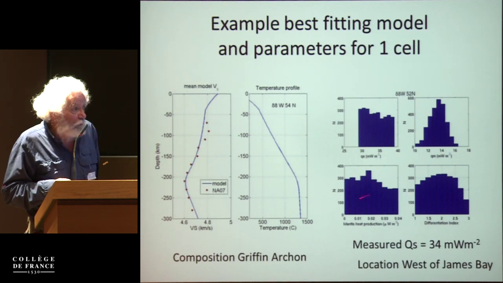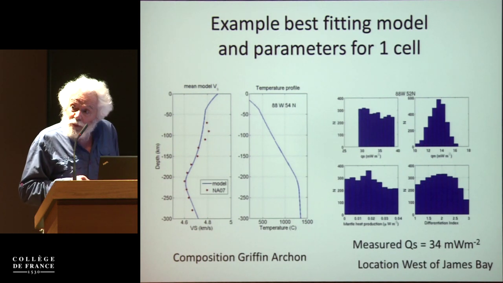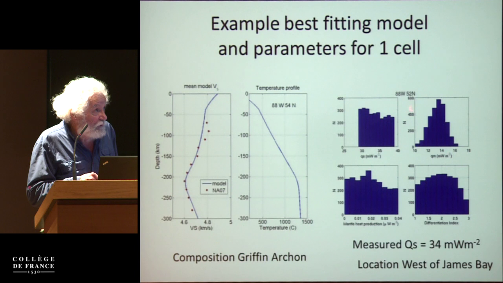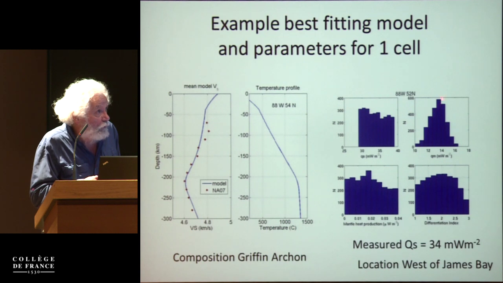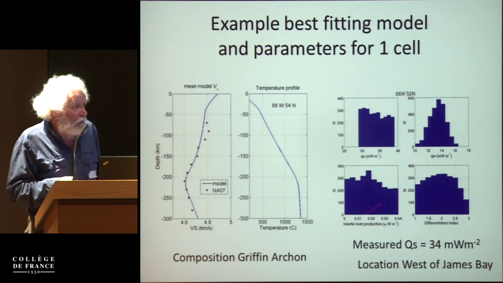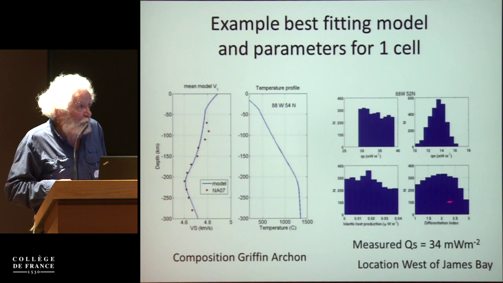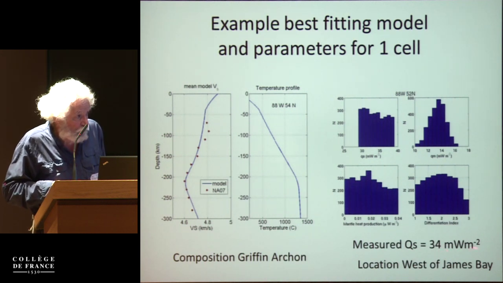And the one thing that we can see here is that actually the only parameter that is really well fit is mantle heat flux. This is very strongly constrained, and we get 13 or 14 milliwatts per square meter from here. The other parameters are much less constrained, and there is a range of values of surface heat flux and mantle heat production that could fit the data. This is a site west of James Bay where surface heat flux was 34 milliwatts per square meter.